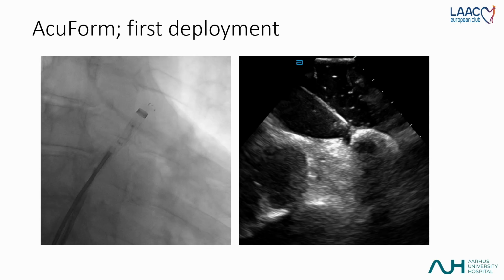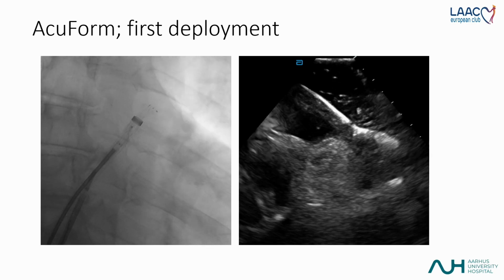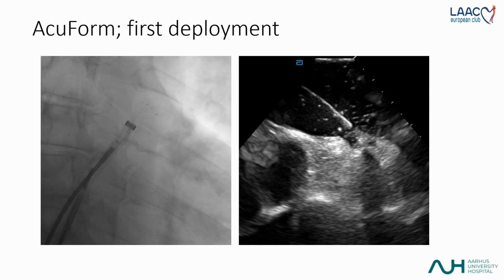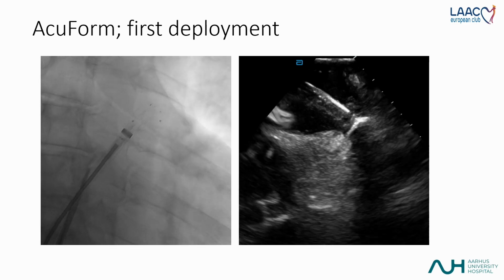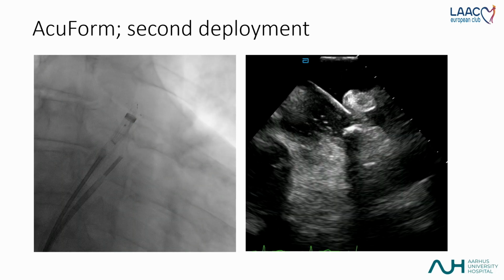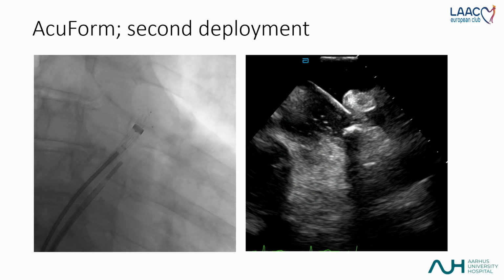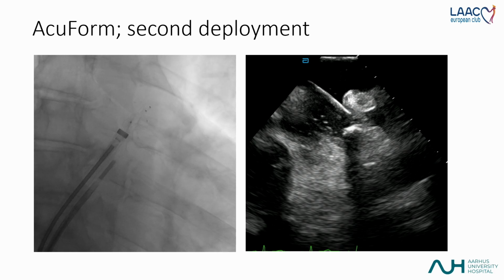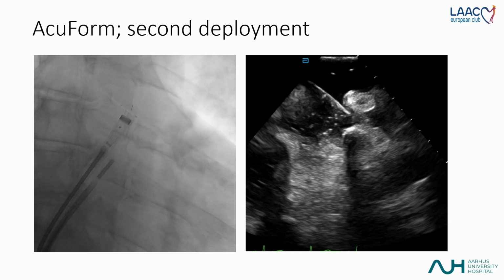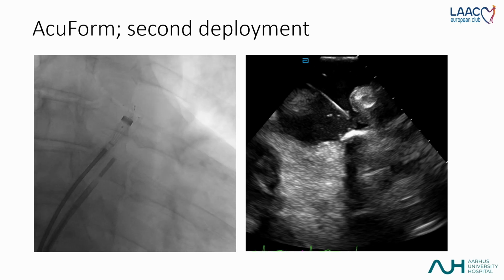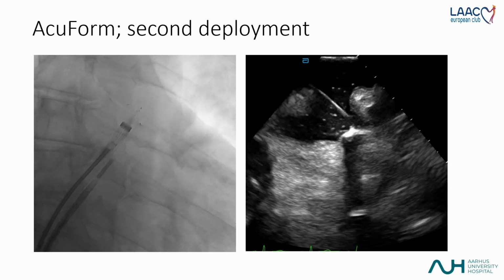That is the latest iteration of this LAA closure system, that it comes with a steerable sheath, so we can make this alignment perfect. But I was not happy with this, so I took it back, and you can appreciate that the sheath is now rotated more counterclockwise. It's pointing more like 1 to 2 o'clock, and I'm deploying just by resheathing the device, and there's a better perpendicular position of the device to the landing zone.